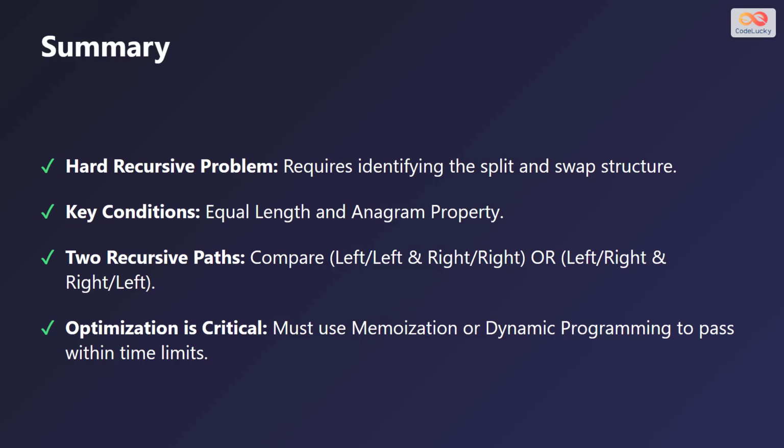To wrap up, remember that Scramble String is a recursive problem that checks for structural equivalence. Always check for length and anagram properties first, and consider the two cases, swap or no swap. Most importantly, apply memoization to handle the overlapping subproblems efficiently.